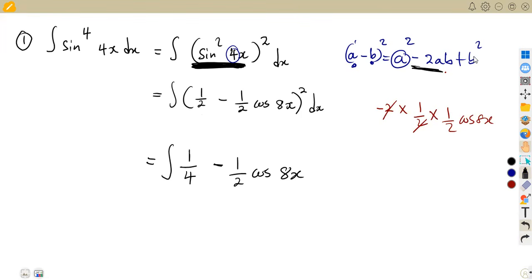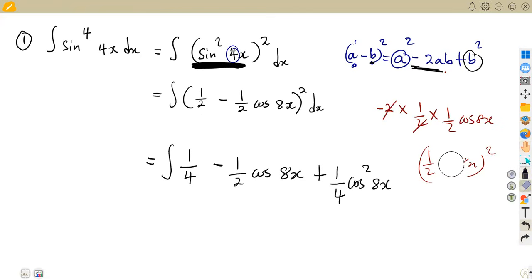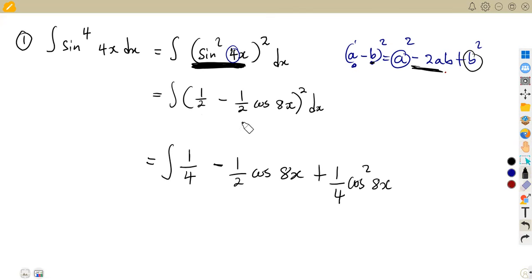Then the last part is the last squared. B squared represents the last. So we are supposed to square 1 over 2 cos 8x. That will be 1 over 2 squared. If we square 1 over 2, we get 1 over 4. It's 1 over 2 times 1 over 2, which is 1 over 4. The cos we are also going to square, so it is going to be cos squared 8x. That's how you expand this.